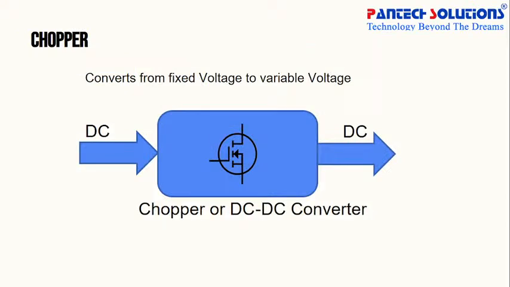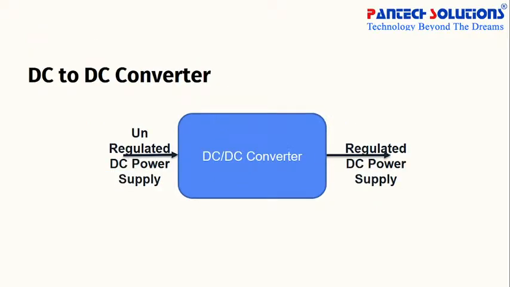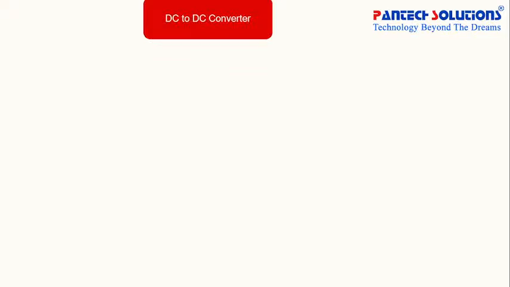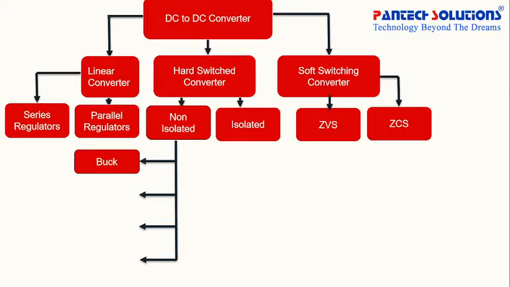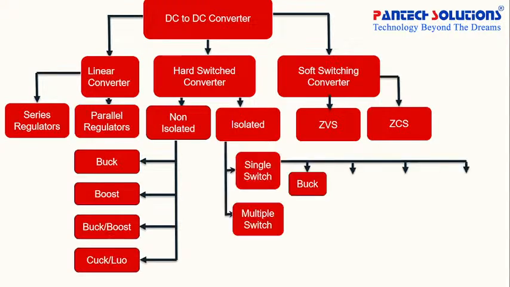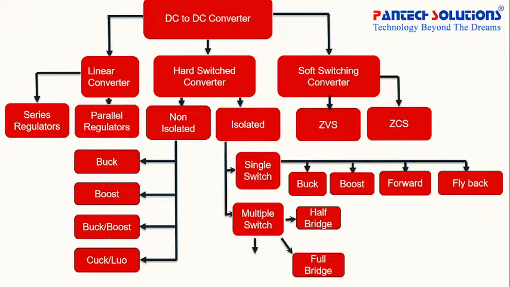For controlling the battery voltage, we can make some converters, like this one called a chopper. This is a DC to DC converter. So what is a DC to DC converter? It can convert unregulated power into regulated power. Here are the types of converters. Let's check that.